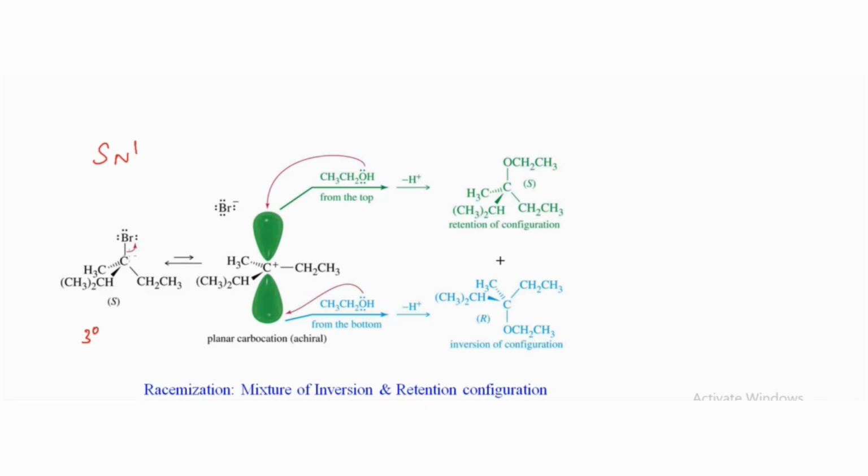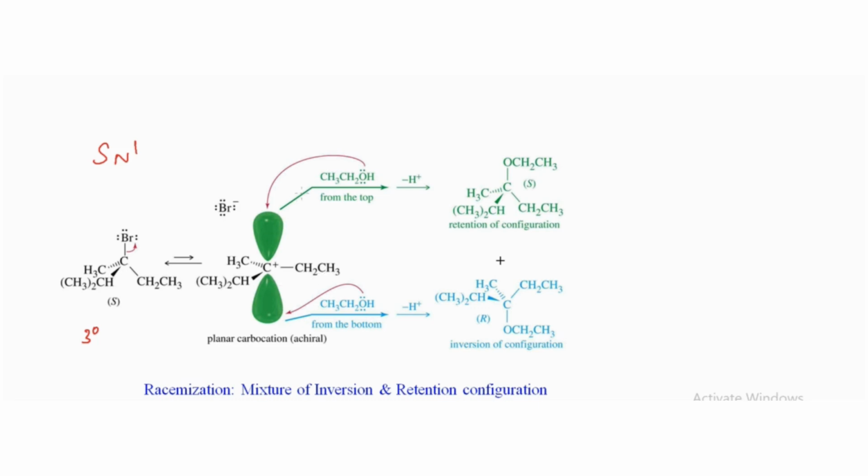As we know, in the reaction mechanism, the first step is the formation of a carbocation. So the carbocation is formed. This is an empty p orbital. You see this green color lobe, this is an empty p orbital. After the carbocation is formed, the nucleophile will attack. Now there are two options. The nucleophile can attack from the top side or from the bottom side.